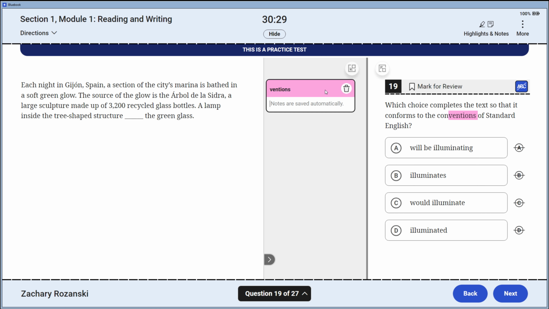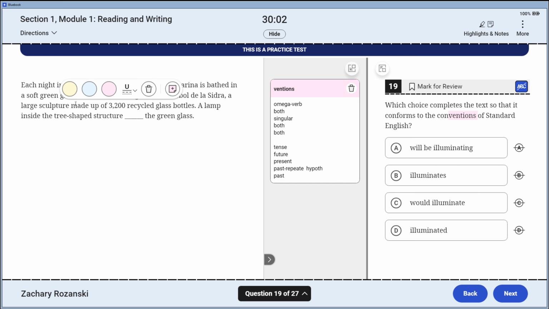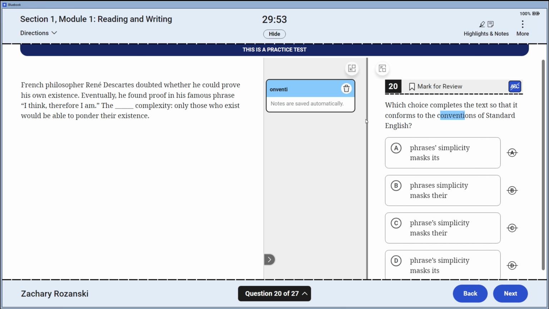Another conventions question. I do have the omega configuration of verbs popping. I've got a both, I've got a singular, and I've got a both. So I'm going to consider tense since these boths are popping, shifts in verb tense. So I've got a future, I've got a present, I've got a past, repeated or hypothetical. A lot of nebulous nature there on C, and then I've got the past on this one. Let's hope it's not C. That would be complicated. I go looking for a clue. I do see a made, but this isn't telling me when, so then I go looking some more, and I've got an is. Is the present, illuminates is the present, therefore we pick that one and move on.